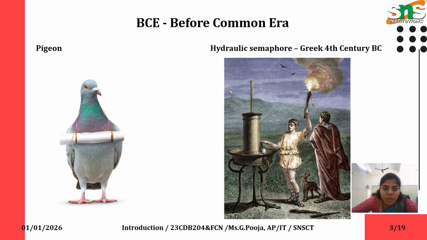Some other examples, in the Before Common Era, were pigeons and the hydraulic semaphore in the Greek 4th century BC, like you can see in the picture. So these were some of the tools through which people started to communicate. So why does this come under computer networks? Because basically network is something which we use to send data, or which we use as a medium for communicating with each other, like device to device or computer to printers.